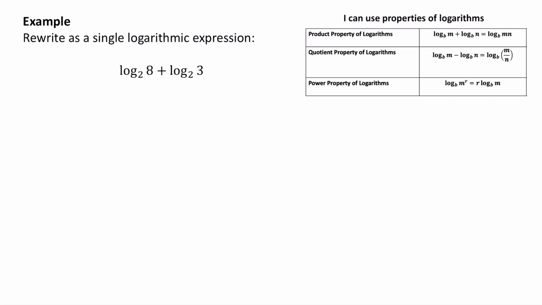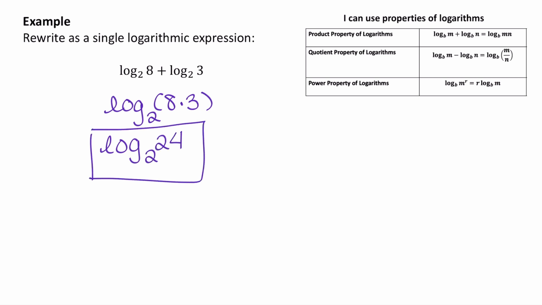So let's practice using these properties to rewrite some logs as a single expression. Here you can see we have two logs with the same base that are being added together. So I can rewrite this as the log base 2 of 8 times 3, and 8 times 3 is 24. So this gives me the log base 2 of 24. I used the product property to rewrite these logarithms.